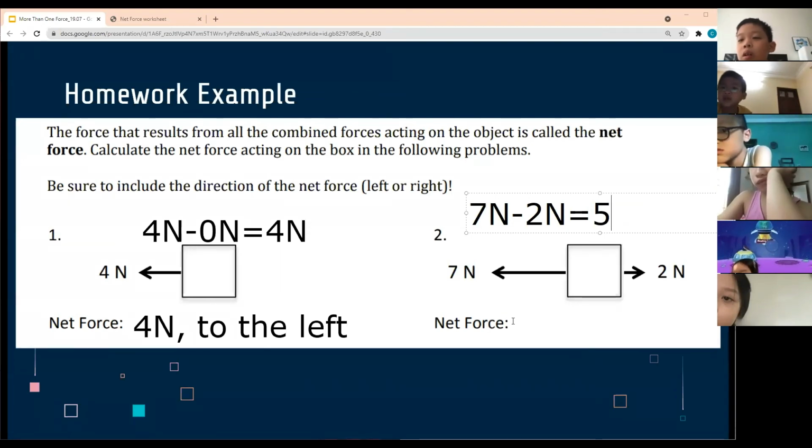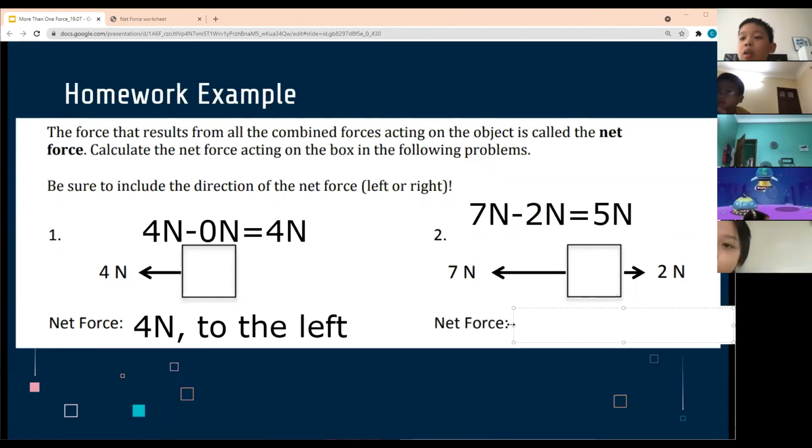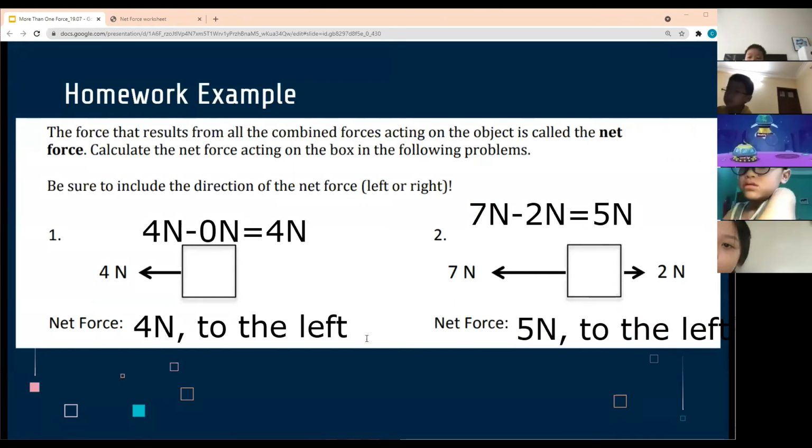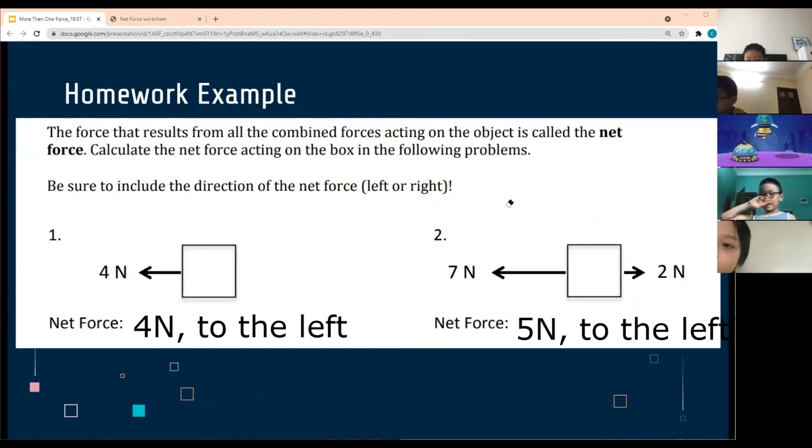So our net force is what? The answer is 5N. Yep. And is it going to the left or to the right? To the left. Very good. So guys, this is how you complete your homework. All you have to do is subtract. And if you don't want to write the N, it is okay. If the N is confusing you guys, I'll show you without it.